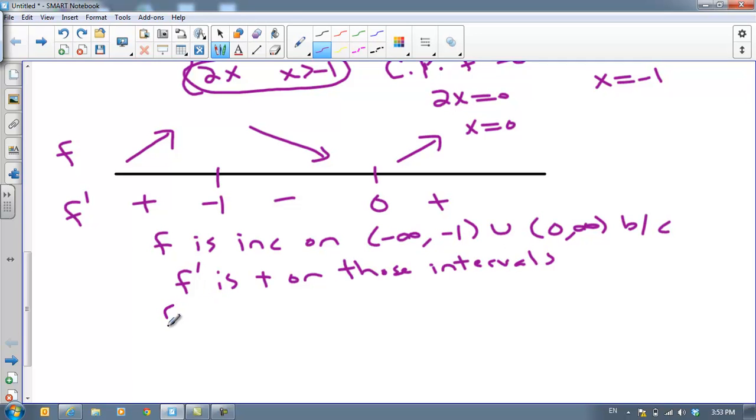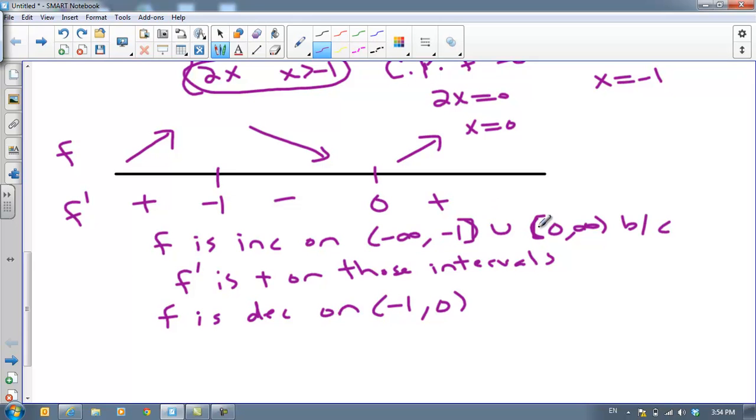Now let's say that f is decreasing on the interval from negative 1 to 0. And you know what? I can use negative 1 here, and I can also use 0 here. Now this is going to be an interesting difference. Am I going to use parentheses or brackets here? I'm going to keep this as parentheses because I've already said it was increasing up to there. You're going to find out that it's not really going to matter if we use parentheses or brackets. So I'm going to say that f is decreasing on parentheses negative 1 to 0.